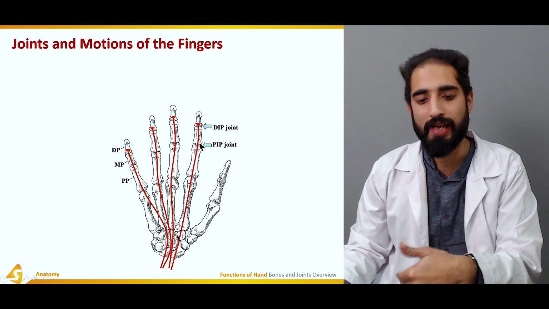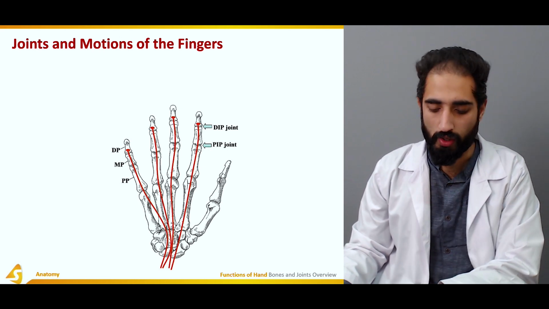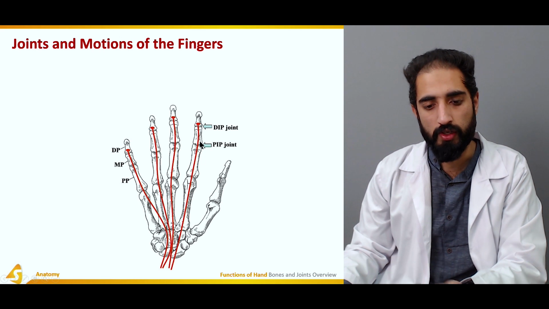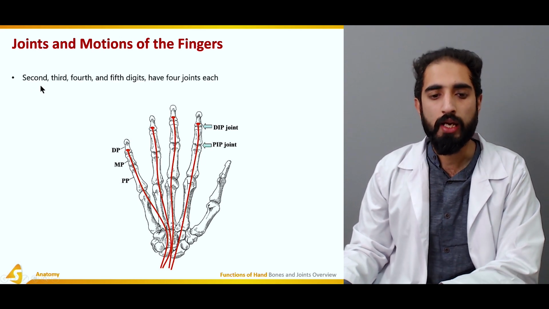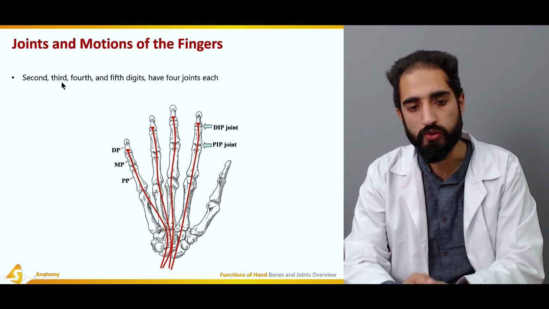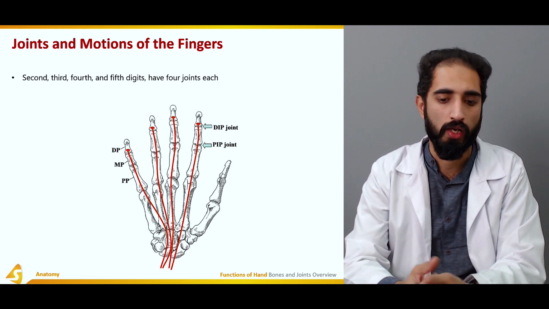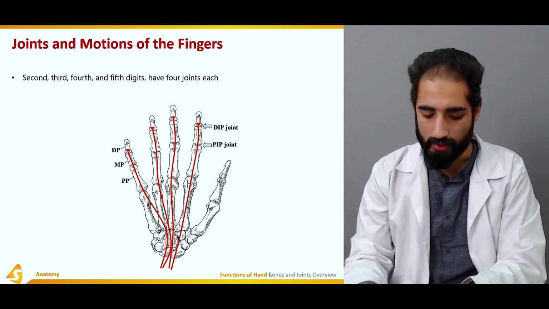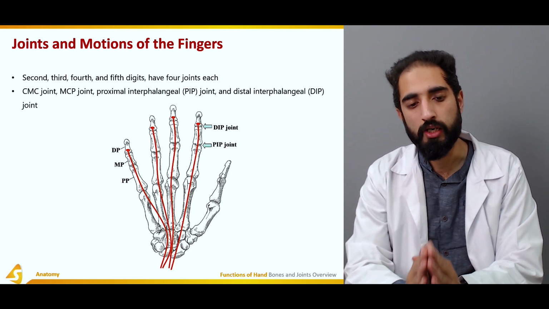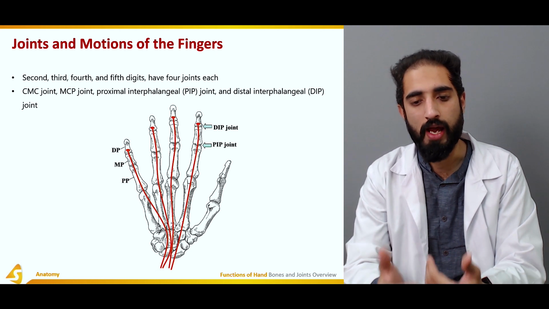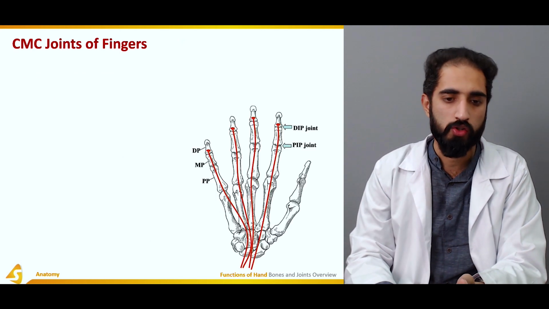The only difference is that there are two interphalangeal joints. Otherwise, they have the same interphalangeal joints, carpometacarpal and metacarpophalangeal joints. So second, third, fourth, and fifth digits, also known as index, middle, ring, and little finger, have 4 joints each, whereas in the thumb we had 3 joints. So carpometacarpal joint, metacarpophalangeal joint, and proximal and distal interphalangeal joints, as I already mentioned.